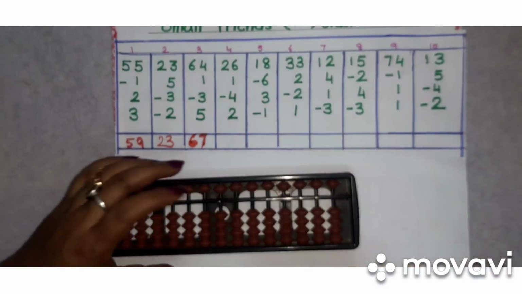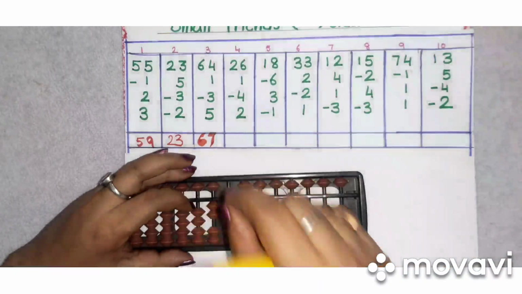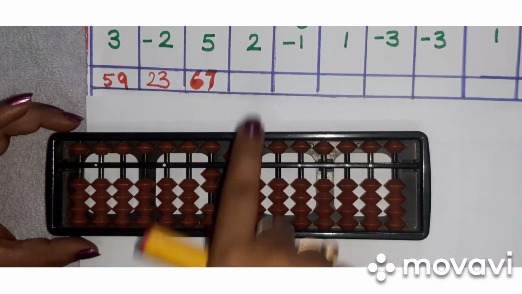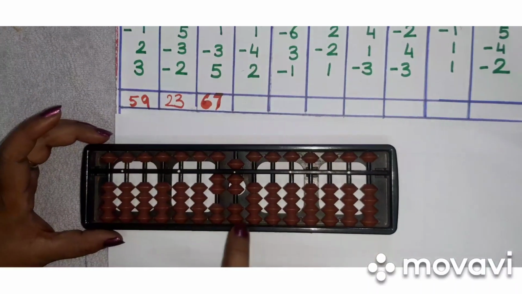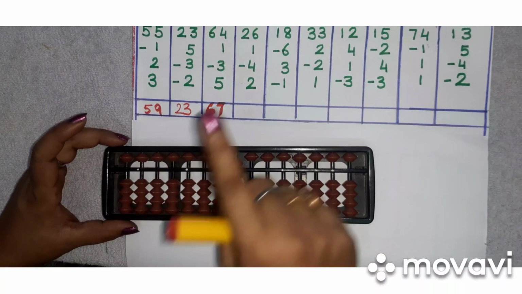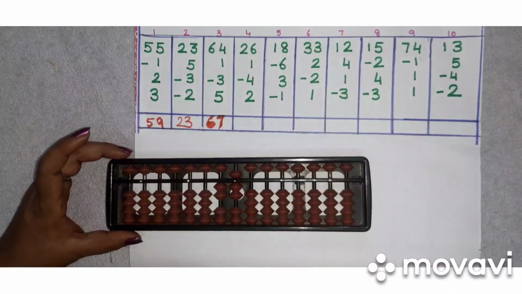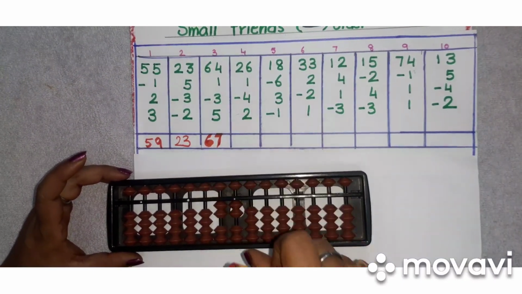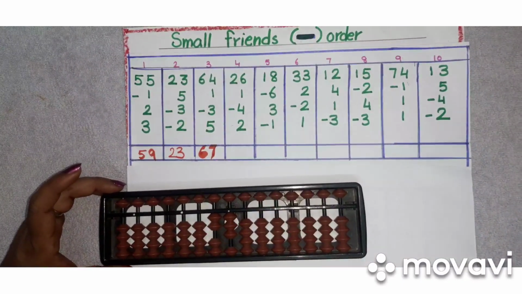Now the fourth one, children. 2, 6, 26 we have put. 1 also is directly. Now children, the question is less 4. Can we do less 4? No. So for that we have to follow small friends less order. So 4's friend is 1. Less your boss 5. Add your friend 1.